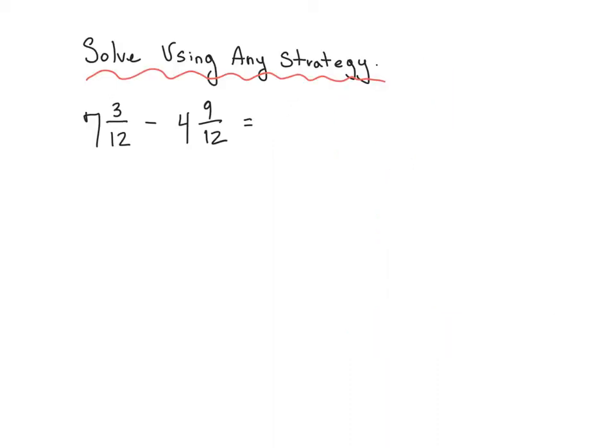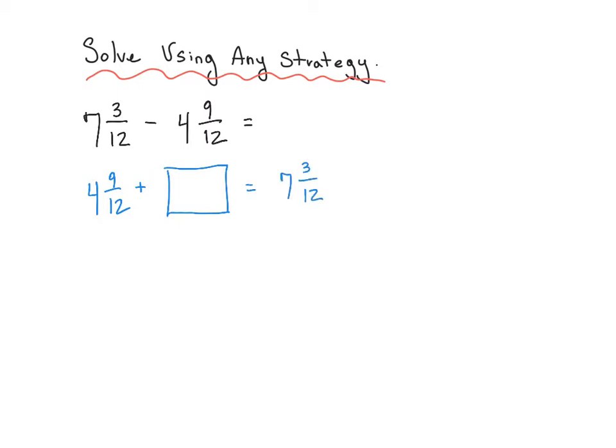All right, solve using any strategy. Well, we've learned a lot of strategies to solve subtracting mixed numbers, so I'm going to go back to my favorite. I'm not sure if it's your favorite, but you could use any strategy. If you want to just pause this video and try out your own way, I'm fine with that. But I'm going to try this way. I'm going to do the inverse operation. I'm going to start with 4 9/12 and add what to that to give me the goal of 7 3/12.